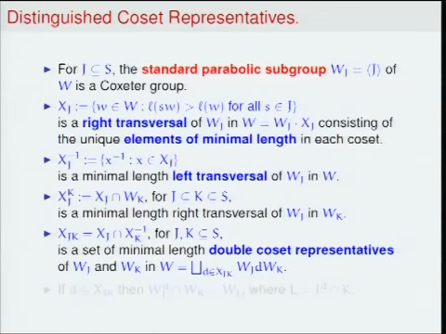So the big group is partitioned into double cosets, and the double coset representatives can be taken out of this intersection, which I will call capital X subscript J,K.